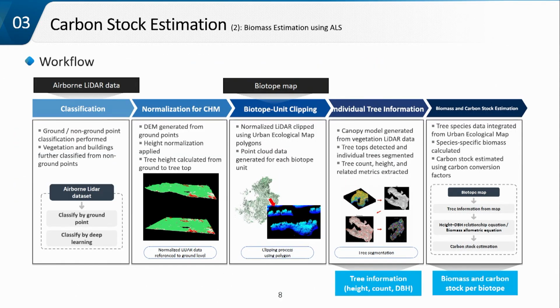This was the whole flow to derive the vegetation carbon stock for each biotope area. First, classify the ground and non-ground, and vegetation and non-vegetation. Second, get the canopy height model. Third, clip the point clouds by the biotope polygons. Fourth, get the individual tree heights and DBH within each polygon. And lastly, derive the above ground biomass and carbon stock. This is simple and well known, but never easy for more than 10,000 square kilometers.